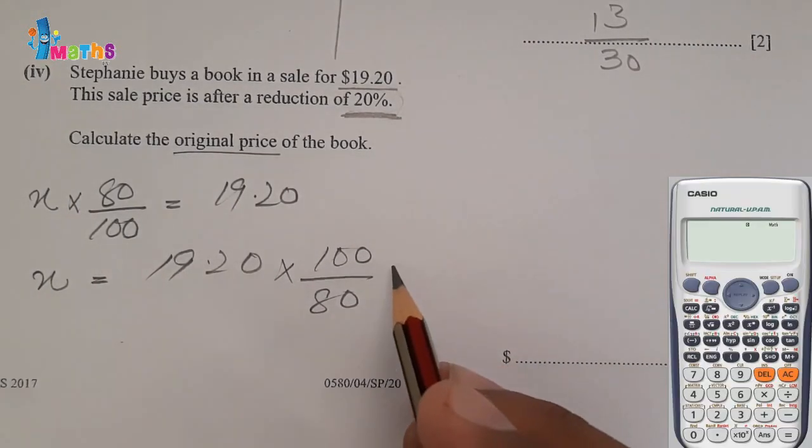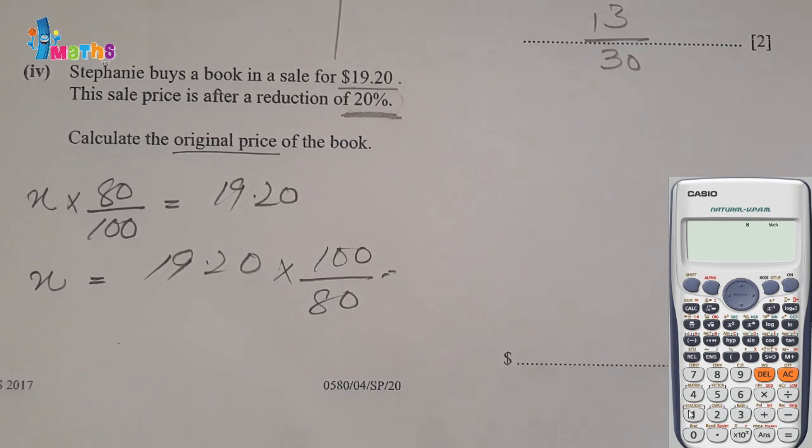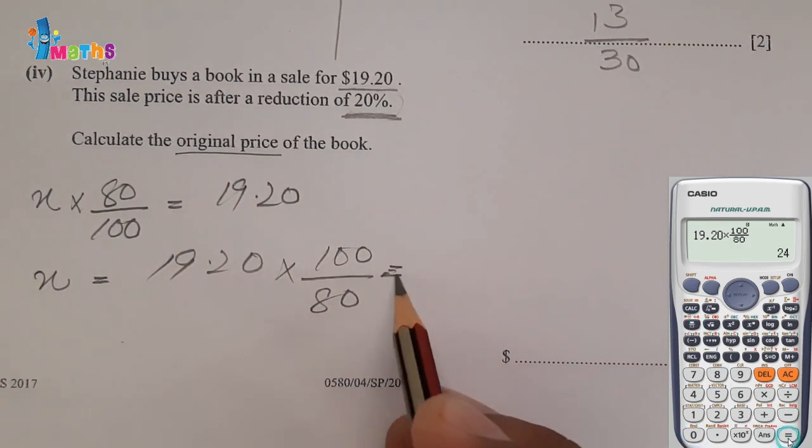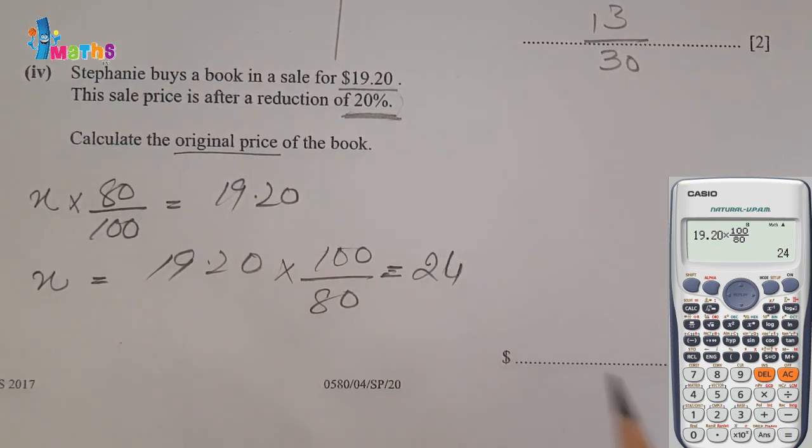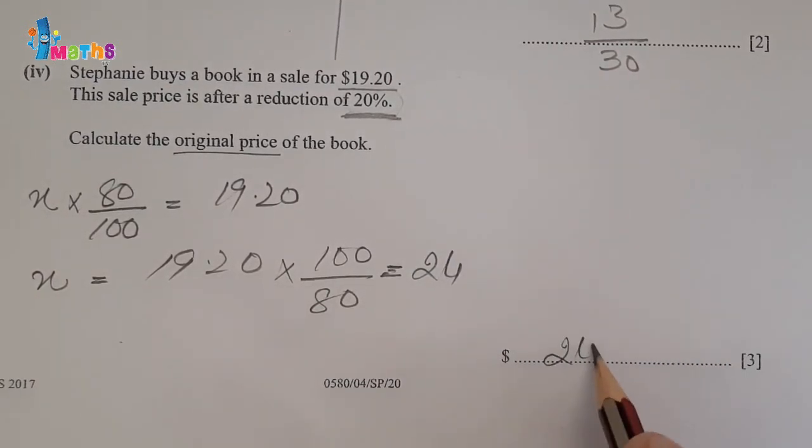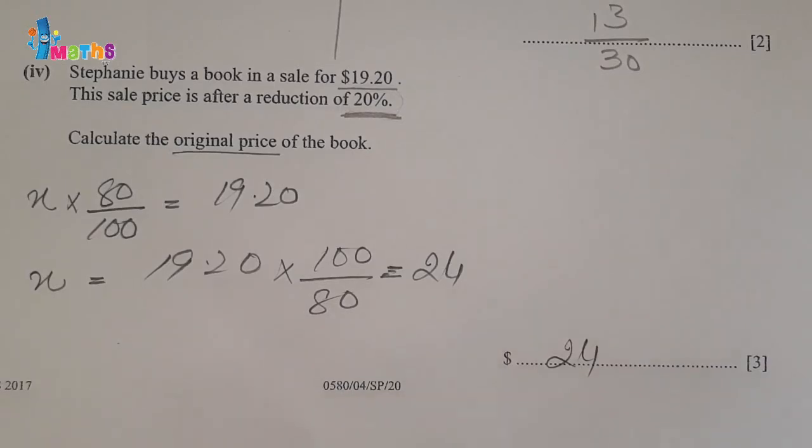So we'll solve this with calculator. 19.20 multiplied by 100 over 80. This will be equal to 24. So the original price is $24.